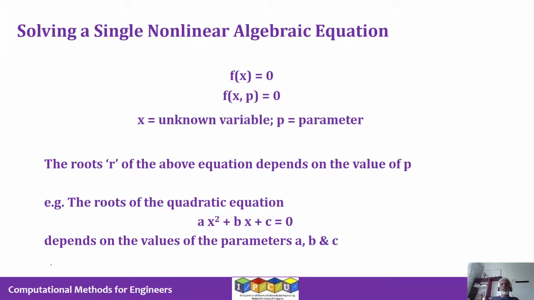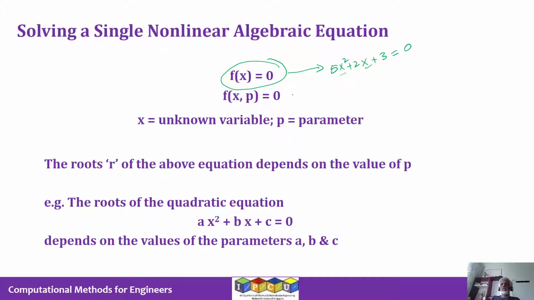Now, when you're trying to solve for the roots of a single nonlinear algebraic equation, the equation is often of this form. For example, 5x squared plus 2x plus 3 is equal to 0. So this is an example of that, right? The function is a function of x only.